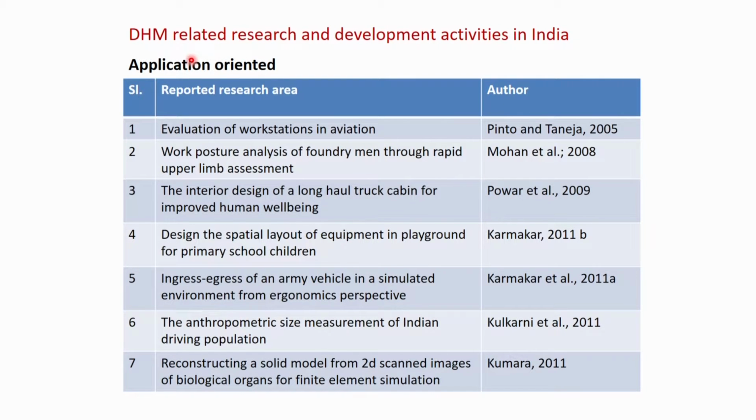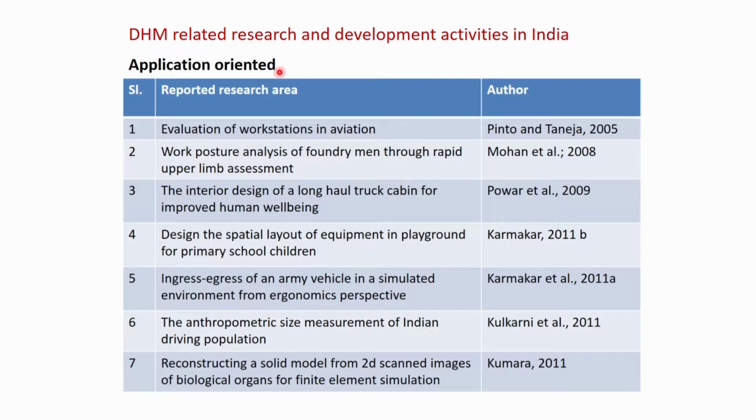Now, DHM related research and development activities in India. Particularly, we are going to highlight the application and research activities related to DHM, digital human modeling and simulation, in the Indian scenario. If we look at application oriented reported research, we will find that there is a good amount of reported research available from India. So, here I have tabulated it. In this column we have mentioned the field of research, and this column describes the names of the authors or the reference.